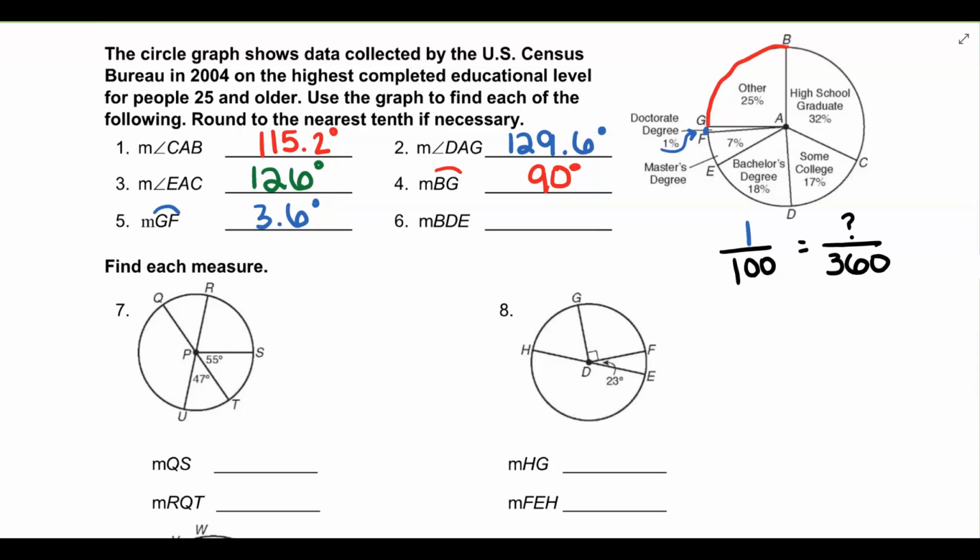Last one in this section, we have measure of arc BDE. We know that that's a major arc from B to D to E because they're connecting B to E by going through D. So that's consisting of the 32% and 17% and 18%. So all together we have a total of 67% that we're working with of this pie. And 67%, whoa, a fly just attacked me. 67% of 100% is equivalent to how many degrees out of 360? That's going to be 241.2 degrees.